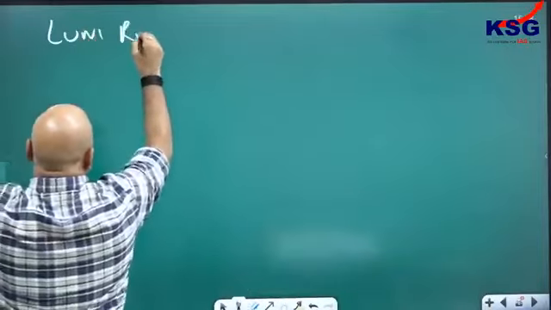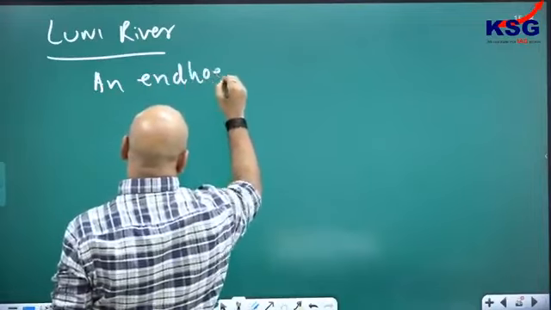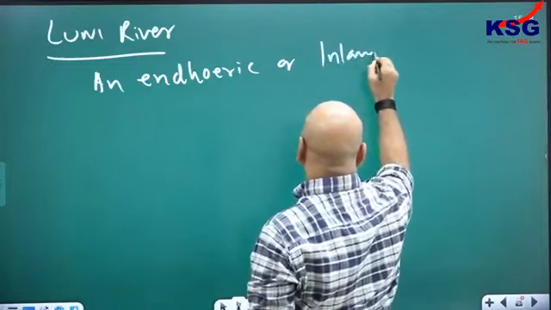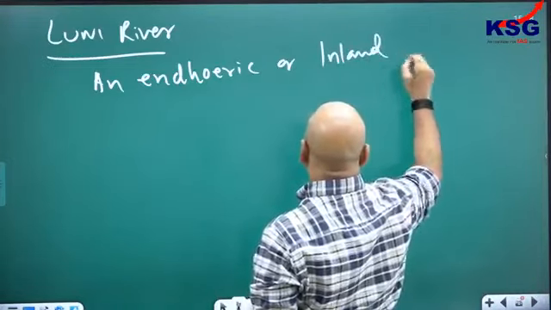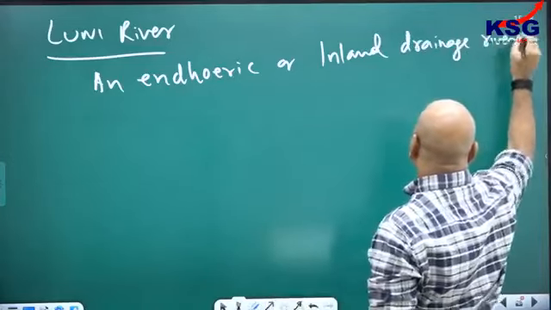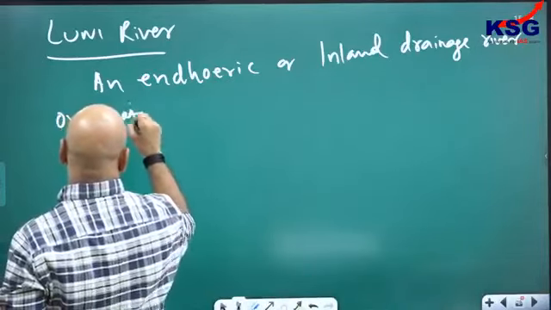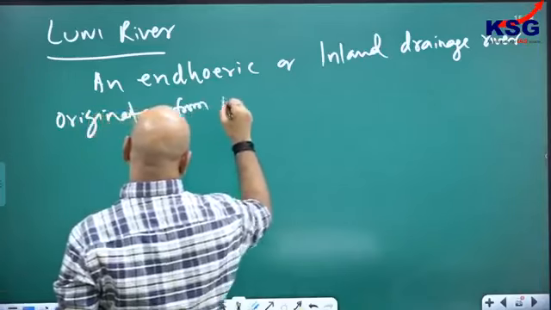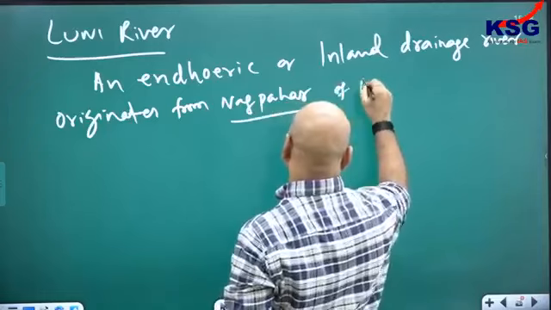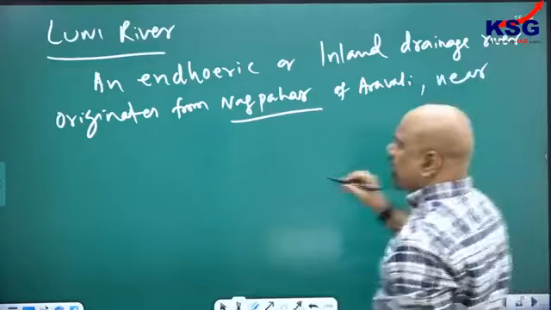Luni river is an endorheic river, otherwise called an inland drainage river. It originates from Nag Pahad of the Aravalli, near Ajmer.